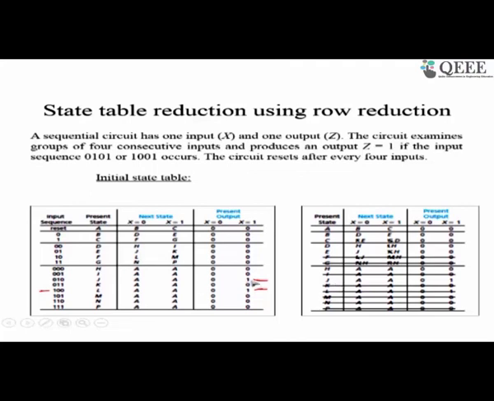Similarly we find that these two states are identical, that is J and L. So let us say we will remove L and retain J. So wherever L occurs we will replace it by J. Here wherever L occurs we have replaced it by J. J we have retained as it is.